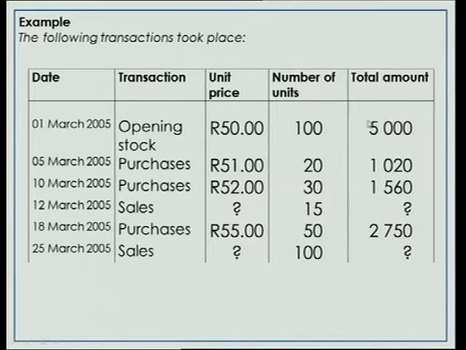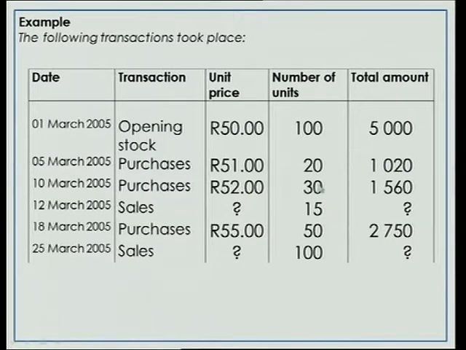So obviously the total cost was 5,000. Then we purchased some more stock, but this time the price went up. It was 50 rand, 51 rand. How many did we purchase? 20, at a total cost of 1,020.